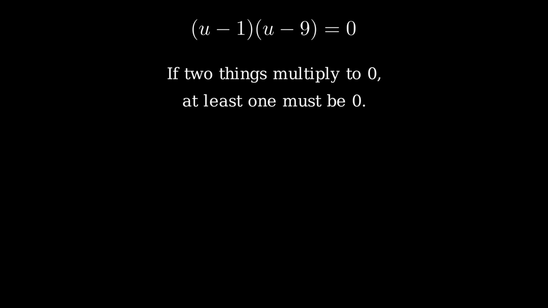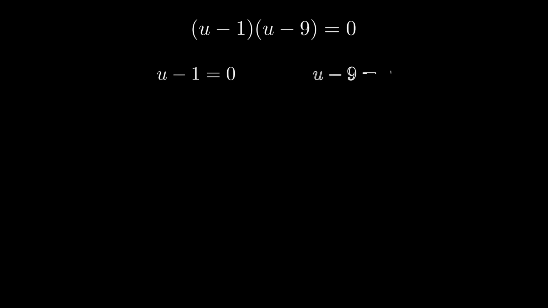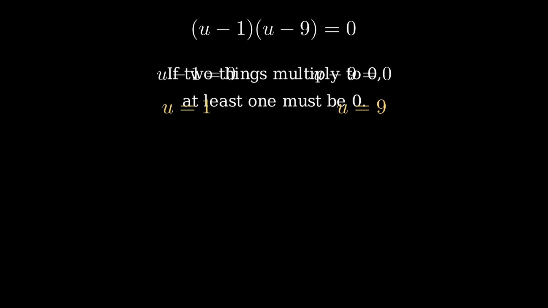If two things multiply to give 0, at least one of them must be 0. So either u minus 1 equals 0 or u minus 9 equals 0. That gives us u equals 1 or u equals 9. Remember, u was never our real variable. It was standing in for x squared. Now we substitute back to find x.